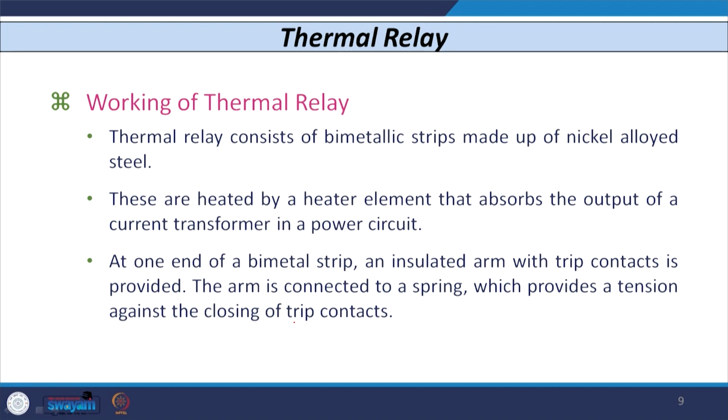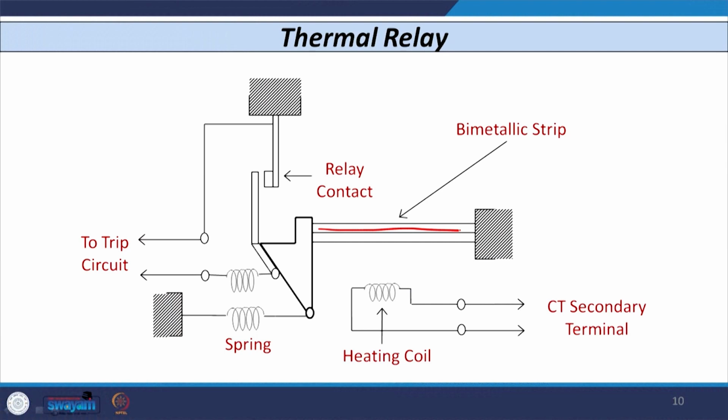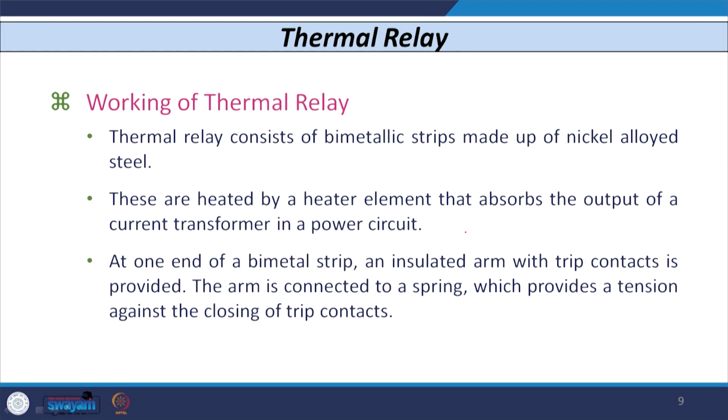So, with this background, let us see what the construction of a thermal relay is. If I consider the replica type of thermal relay, then this type of thermal relay consists of a bimetallic strip which is made up of nickel alloyed steel. So, if I consider just the diagram of the thermal relay, then this is the bimetallic strip. As the name suggests, there are two strips. So, it is a bimetallic strip which is made up of nickel alloyed steel.